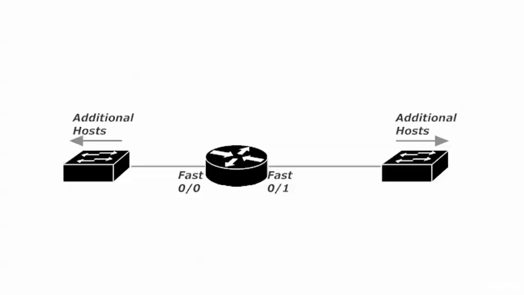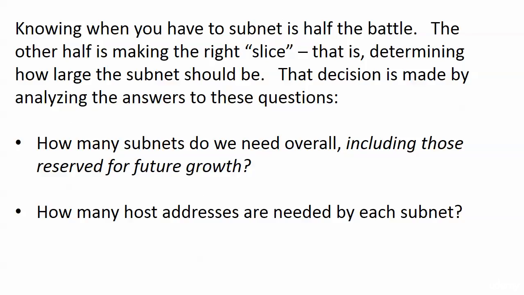So this is where subnetting comes in. I've got to take that block of addresses that I have, or that pie of addresses, and cut it up into slices and give the network on FastEthernet 0/0 a slice, and give a separate slice to FastEthernet 0/1. Now, knowing when you have to subnet is half the battle, because knowing is always half the battle, right? Well, the other half is making the right slice, determining how large this subnet should be. And that decision is going to be made by analyzing the answers to these questions. How many subnets do I need overall, including those reserved for future growth?